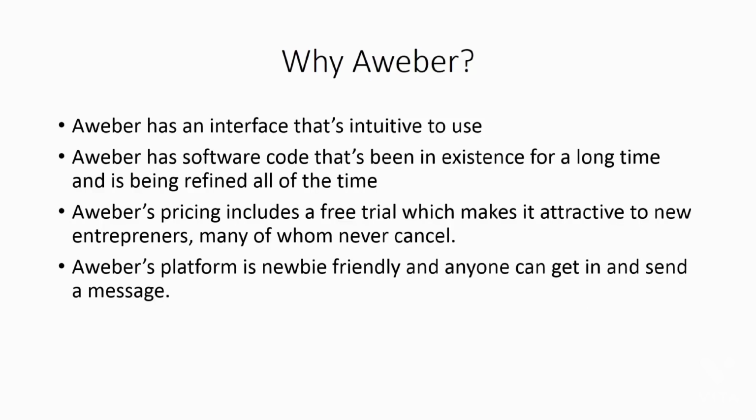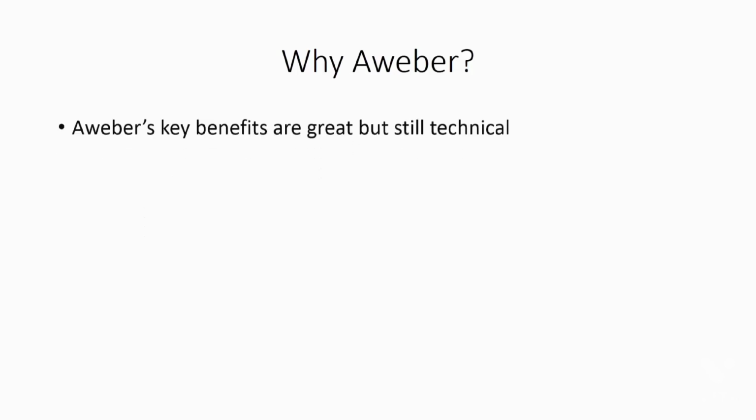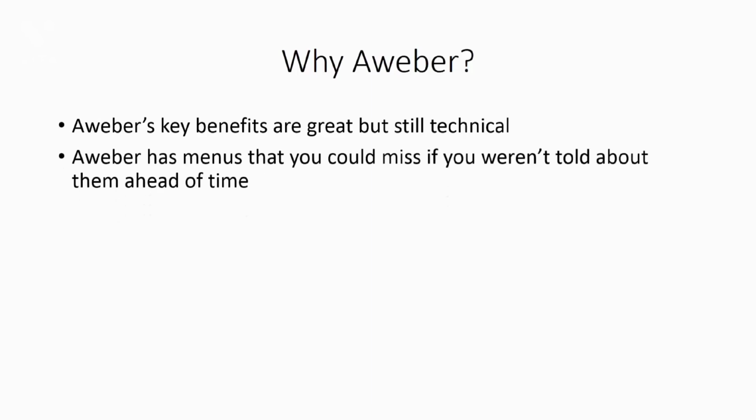So if Aweber's so cool, obviously there are no problems with it, right? Are there any problems with it? Well, if I were to mention a few cons, there might be a few. Aweber's really cool key benefits are still really technical. You still have to understand technical stuff to get down and get some of the real benefits of it. Aweber has menus that you and I could miss if we weren't told about them ahead of time. So sometimes we can go months, years, long periods of time missing some of the key benefits because we just didn't know they were in the menus.